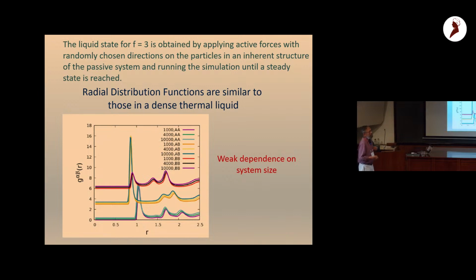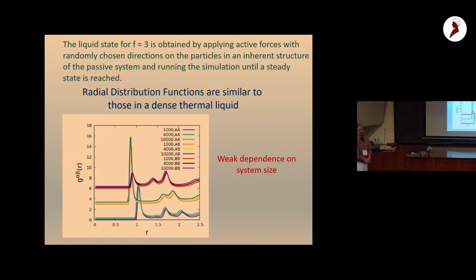The first thing that one asks is whether the structure of the liquid changes. Now we have this active force on each of the particles. It doesn't change very much, as you can see, this is given in terms of the radial distribution function. We get typical functions that look like liquid state radial distribution functions, and one can compare them with that of the passive system and doesn't see a very big difference. And the other thing that we have to look at is the system size dependence. And here, system size dependence is there, but it's very small.